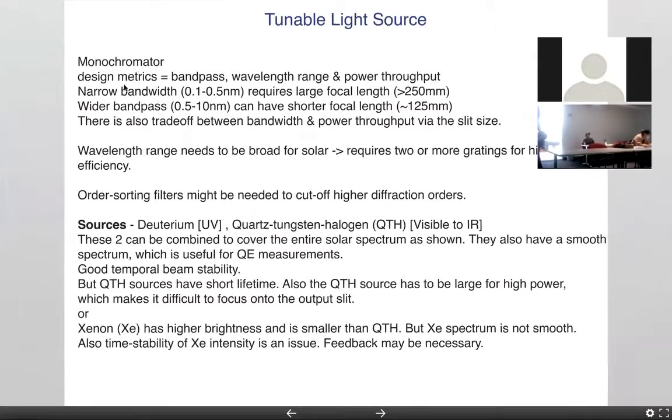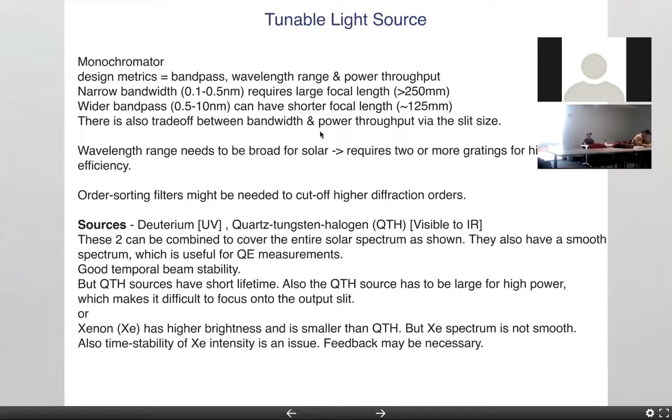So monochromator has many design metrics. It's band pass, what's the bandwidth of the light that's passing, the wavelength range, how much power can it actually handle. You can either have very, very narrow bandwidth, 0.1 to 0.5 nanometers, which requires large focal length, so they tend to be much bigger setups. Or you can have a wider bandwidth, 0.5 to 10 nanometers, which can have a short focal length, so much more compact. So there's a trade-off between the size and the bandwidth.